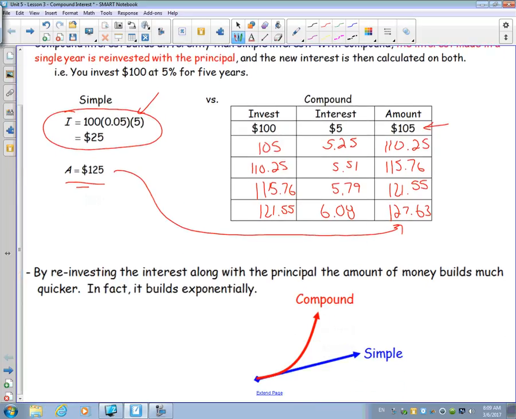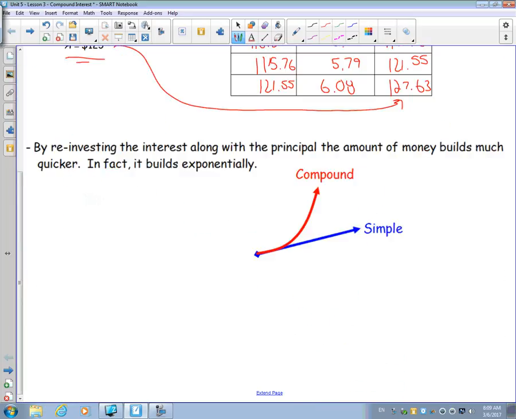So if you take a look at compound interest, really the way it works is simple as a linear relationship. It builds the same amount every year. Compound builds exponentially. So it's going to start off very similar to the simple one, but then it's going to start building faster and faster and faster. If you notice in our previous example, by the 5th year, you're making $6 in interest instead of your usual 5. If you do this for 20 or 30 years, you can imagine how fast this amount of interest would build.